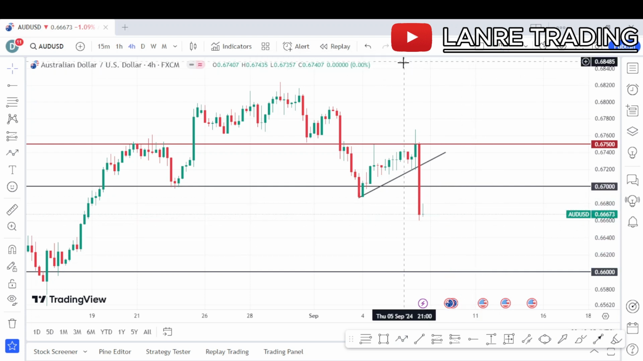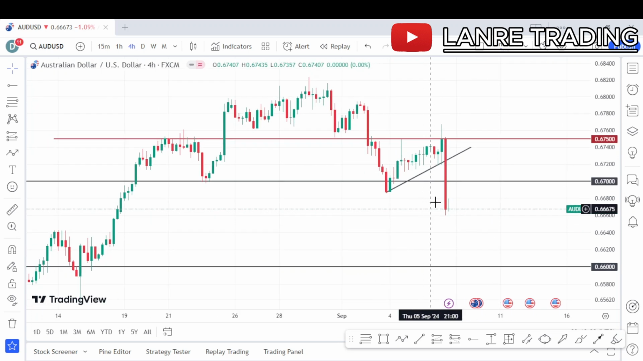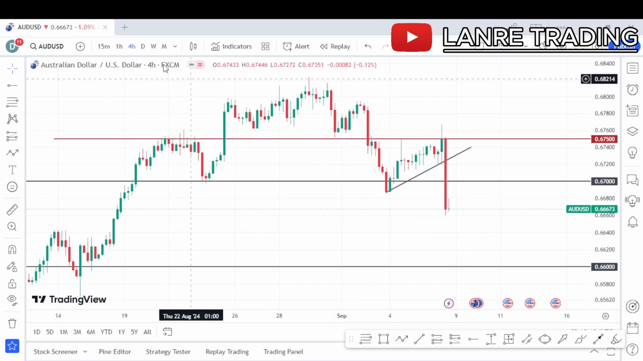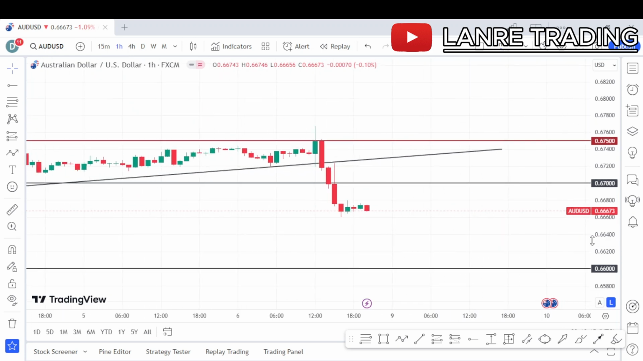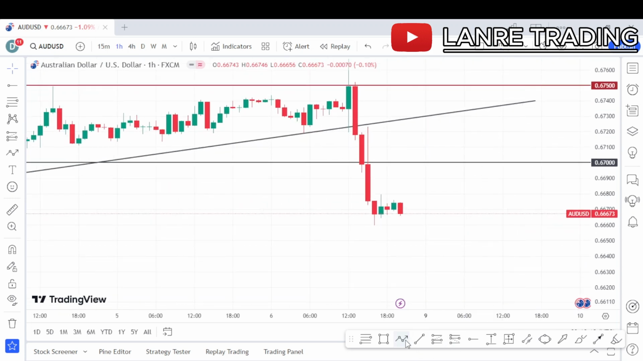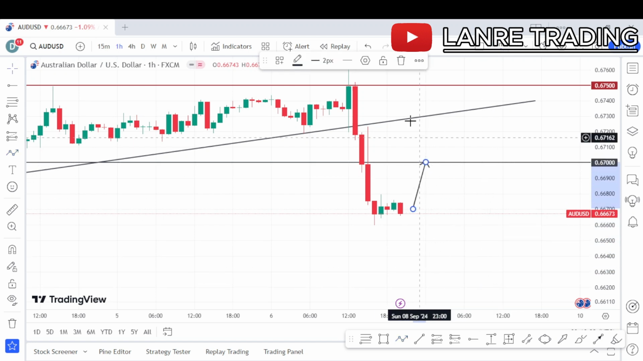So I'm just showing you an entry level right about here. Just wait for it to retest this trend line. Let me scale down to the 1 hour time frame just to show you, so you can see clearly. So a retest here, so you can sell from this level.